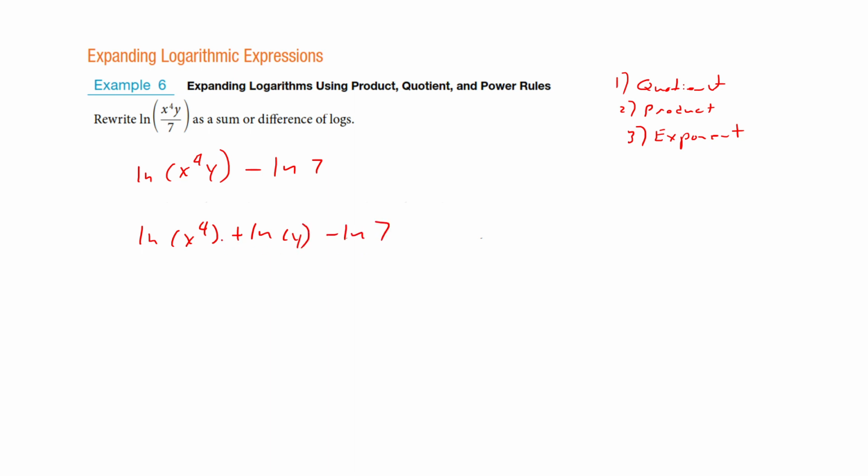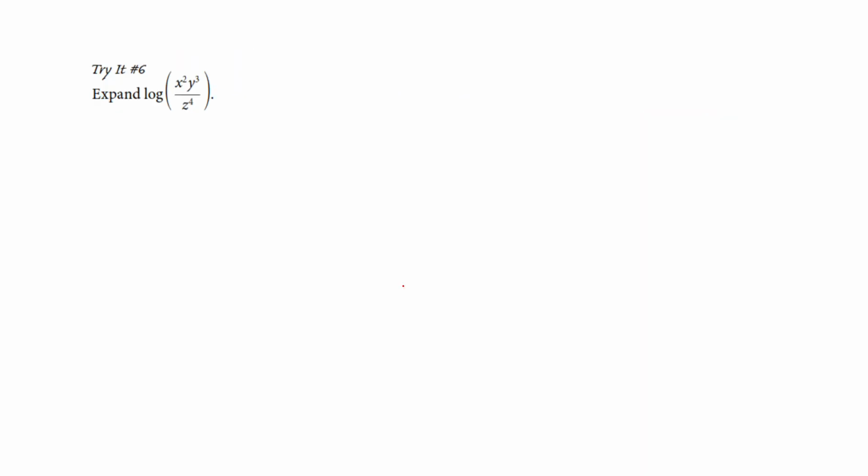And then finally, the exponent rule says I can bring the 4 down, and I turn it into this. Okay, let me see if we can get to a more complicated one and I'll show you. Okay, so here's the trick.